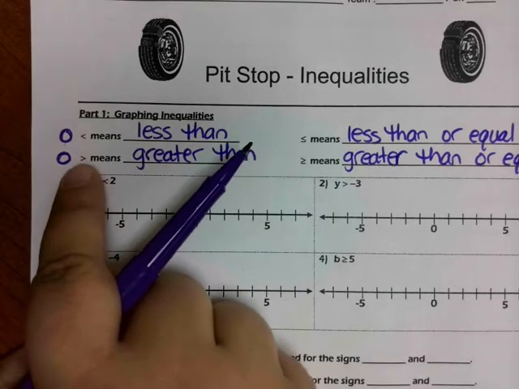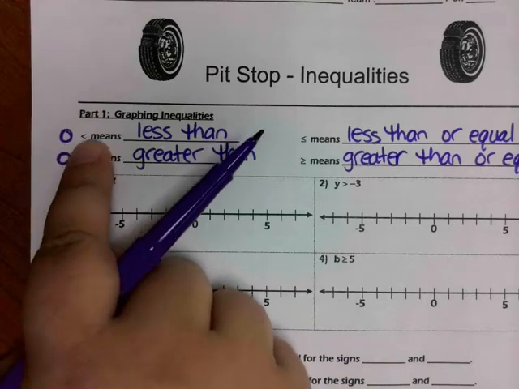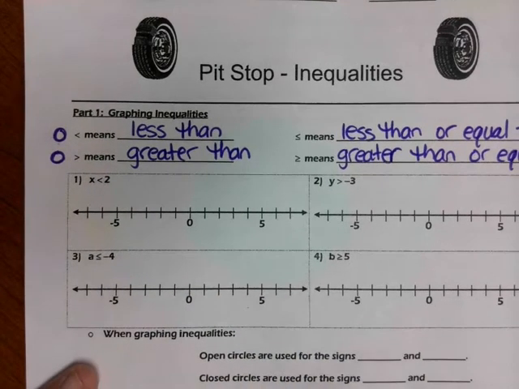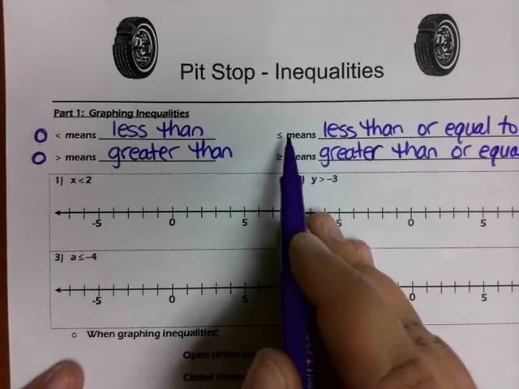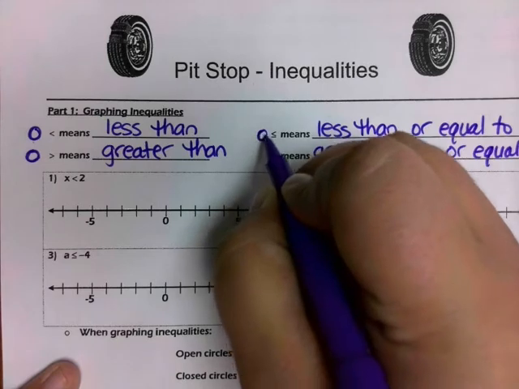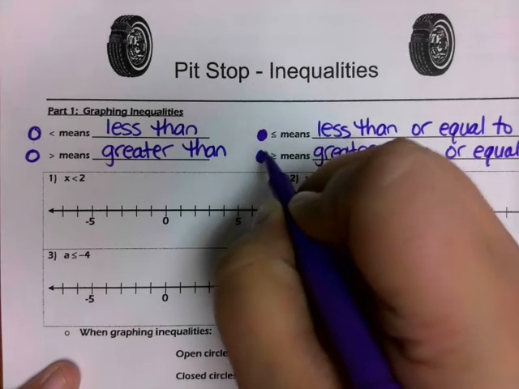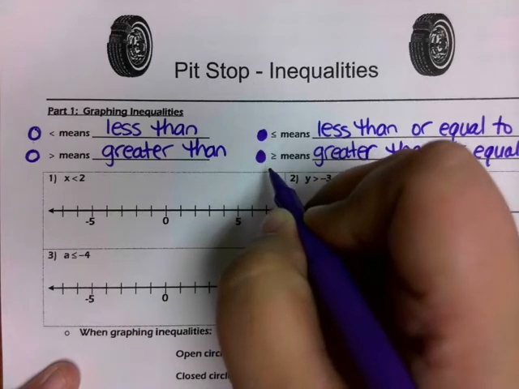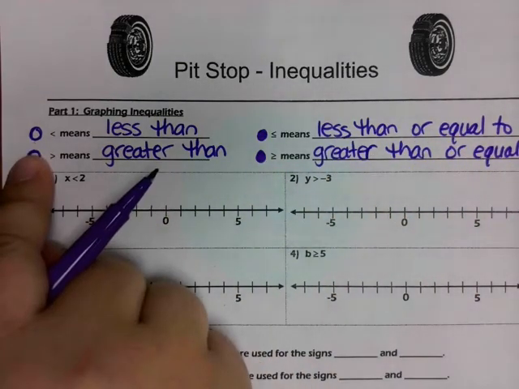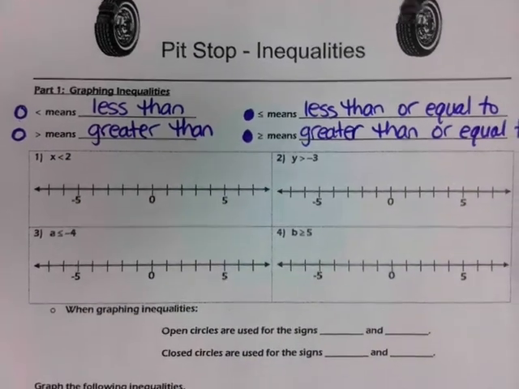Because what this means is that it cannot be whatever number this circle is at. It has to be less than or it has to be greater than. It can't equal that exact number. But over here, when we have the less than or equal to or greater than or equal to, we put what's known as a closed circle, which is just a circle shaded in, because that means it can equal the number that it's sitting on the number line. So open circle means it cannot be that number. Closed circle means it can be that number. So let's do some examples.